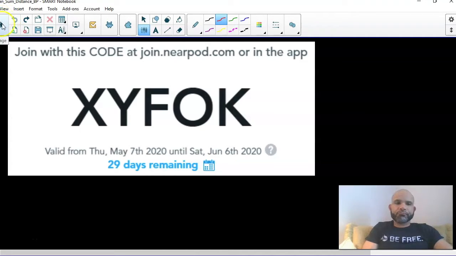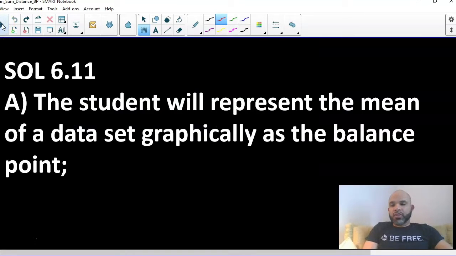All right. Now, that is that. We're doing 6.11 still, right? The student will represent the mean of a data set graphically as the balance point.